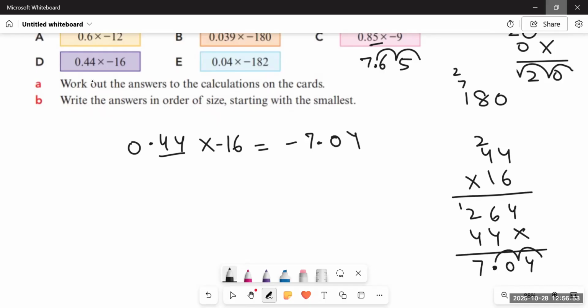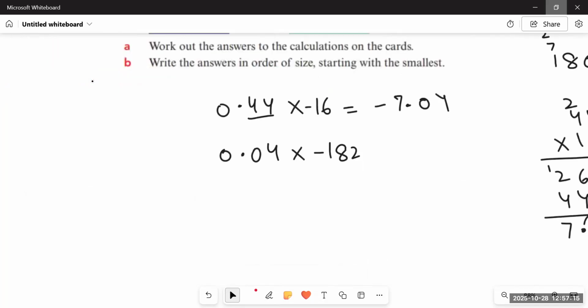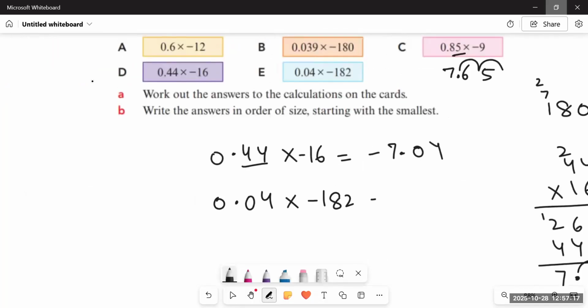And the last one is 0.04 multiplied by minus 182. So what are we supposed to do now? We will simply take 182, multiply it with 4. 4 2s are 8, 4 8s are 32, 4 1s are 4, 5, 6, 7. And how many decimal places do we have? 2. So the answer would be 7.28. So you see how easy it is? You simply have to count the number of decimal places and then put the decimal according to that.